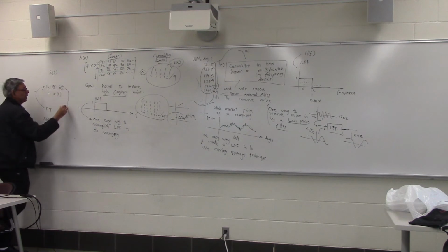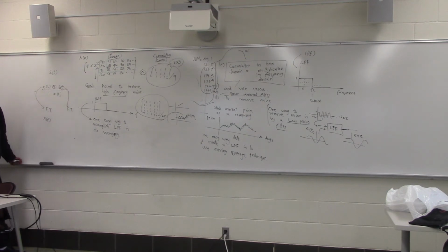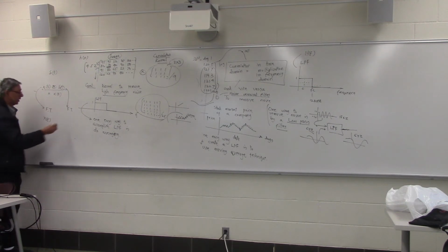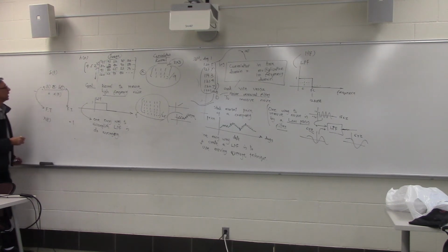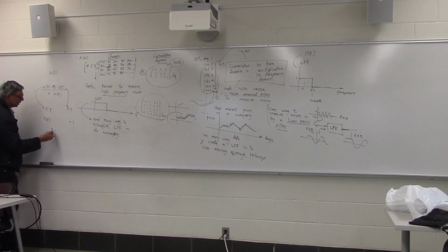Then I did the Fourier transform of delta of t. It will be 1, as we discussed. So this is guaranteed to be 1. Now the convolution becomes what in the frequency domain? Multiplication. So what is X of f multiplied by 1? The same, X of f.